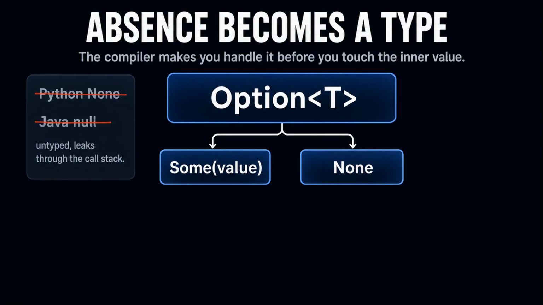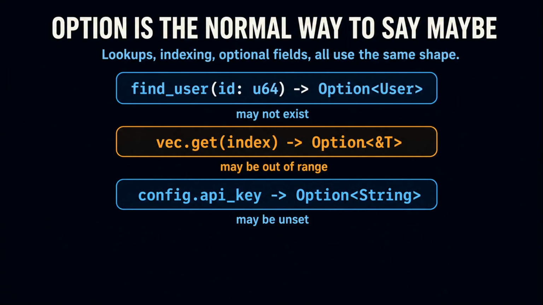This is what Java's Optional would feel like if the language committed to it, and it is much stricter than Python's None. Anything can become None in Python, and you find out later when an AttributeError explodes. That is a debugging nightmare. In Rust, you cannot accidentally call a method on None. If findUser returns Option of User, you cannot just read the user's email.